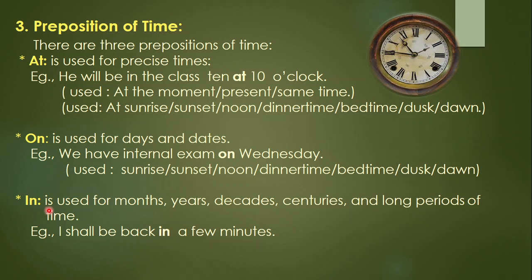In is used for months, years, decades. Decades means a duration of 10 years. Centuries, a duration of 100 years, and long periods of time.